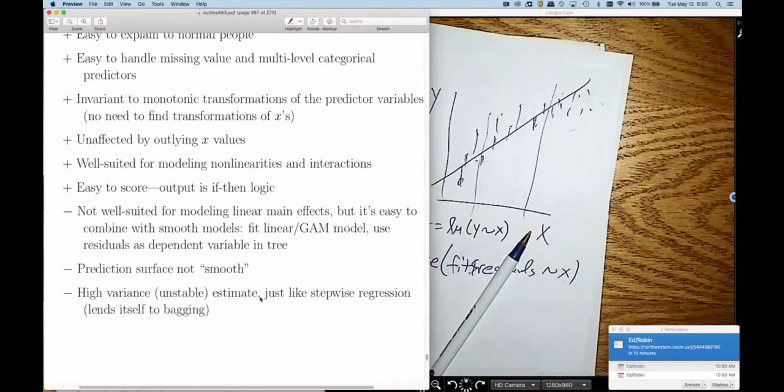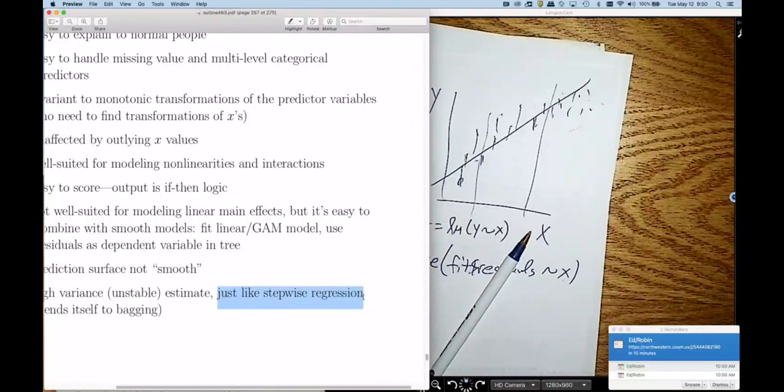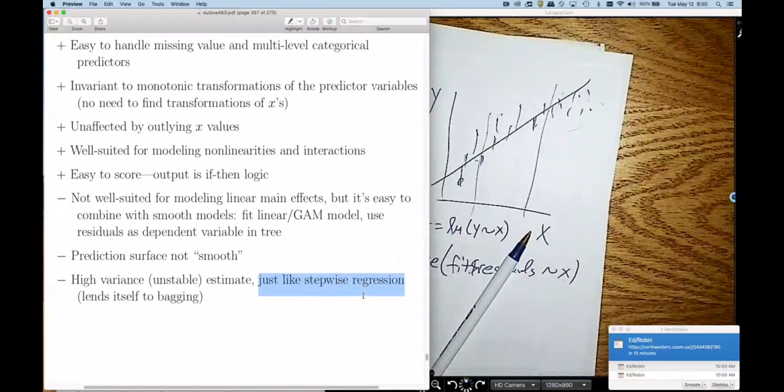I'll just point out that stepwise regression suffers from the same problem, where the first variable that comes into the stepwise will change the end model a lot. So if I bring in x1, then different variables come in versus had I brought in x2 first. Okay, so we don't like that feature. But what we're going to see in the next video is that this is going to lend itself to ensemble methods that we'll be covering the rest of this week.